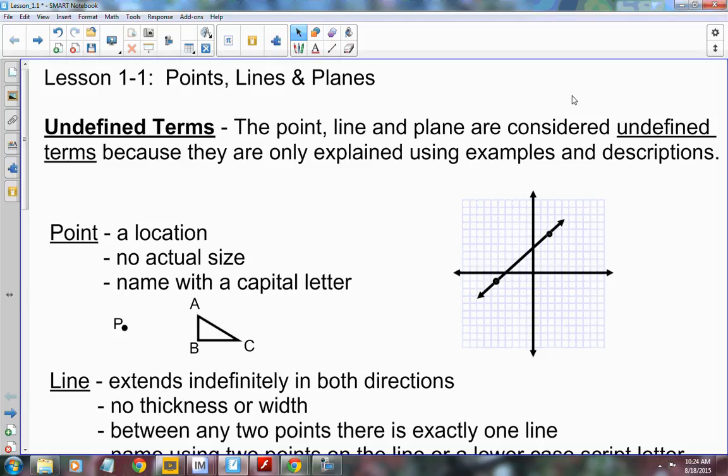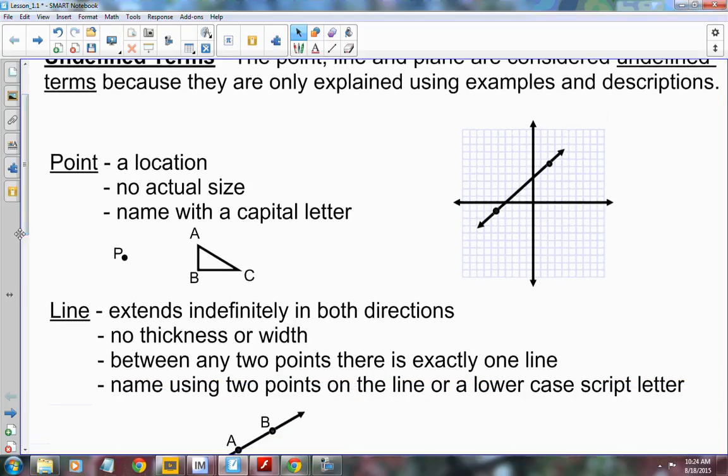We're going to first of all talk about the point. And a point is a location. Like you graph points all the time on the coordinate plane, okay? And you can just have a point that you draw. Put a dot there. You can have a triangle, and the sides of the triangle intersect at a point. When you name a point, you use a capital letter, okay? And your point has no actual size. It's just a location, okay? Point on a map. And you use that capital letter to name it.